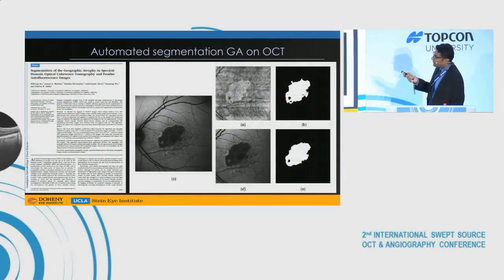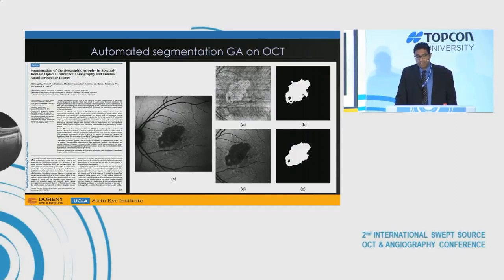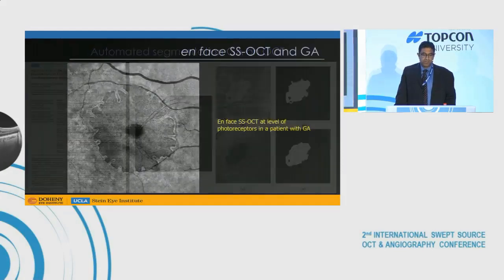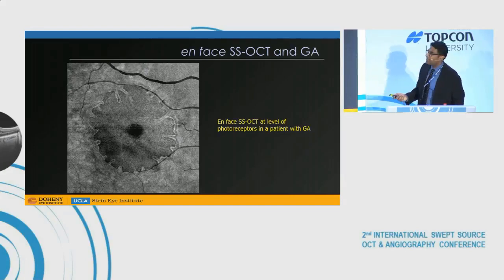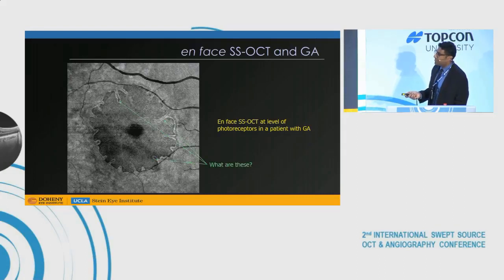The high contrast of these areas of hypertransmission on dense volume scanning OCT lends itself to automated segmentation. We and others have published on how this can be done with a high level of repeatability and reproducibility. But the en face visualization has been helpful in other ways in the evaluation of atrophy. This is an en face slab obtained at the level of the photoreceptors, and everyone recognizes these little structures at the margin that can be seen.